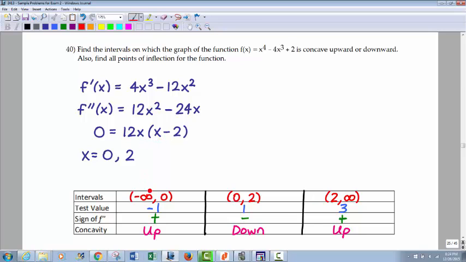So I use negative 1 here. You put in negative 1, you're going to get positive. Put in 1, you're going to get negative. Put in 3, you're going to get positive. Positive, negative, positive. So the intervals of concavity would be concave up from negative infinity to 0, concave down from 0 to 2, concave up from 2 to infinity.